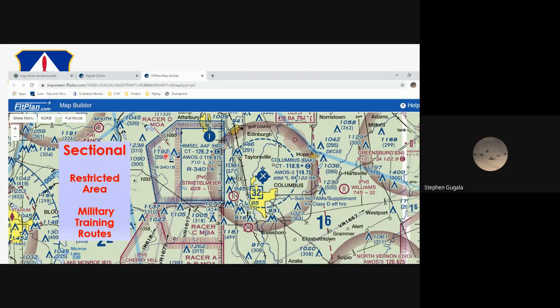This slide is depicting special use airspace, primarily restricted area airspace and military training routes. And you can see the dramatic pattern that we use to define these boundaries. Restricted area airspace is exactly that. Do not enter without prior permission from the controlling agency.